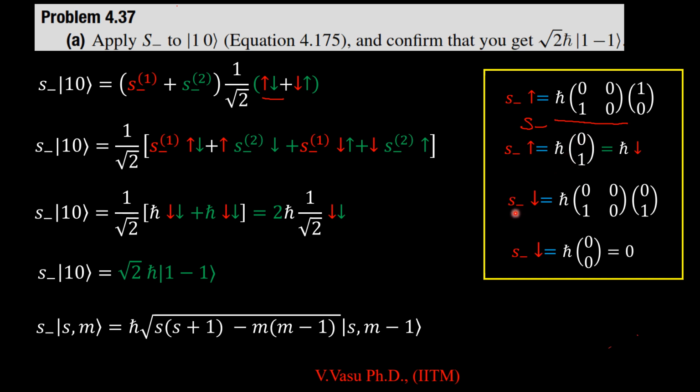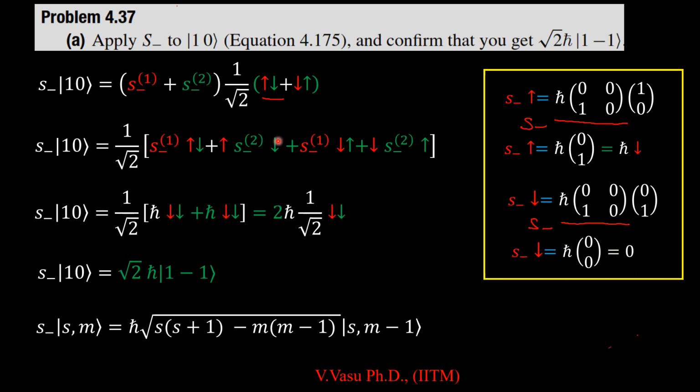Then similarly, what happens when the lowering operator acts on spin down? The S minus matrix is as usual h-bar times 0 0 1 0. If you multiply the first row and this column, you will get 0, and the second row and this column, you will also get 0. So when the lowering operator acts on a spin down particle, it will be 0.